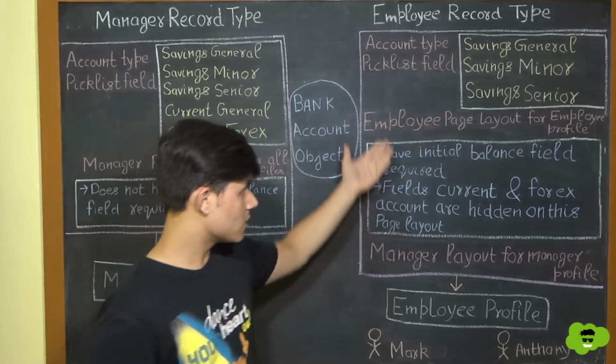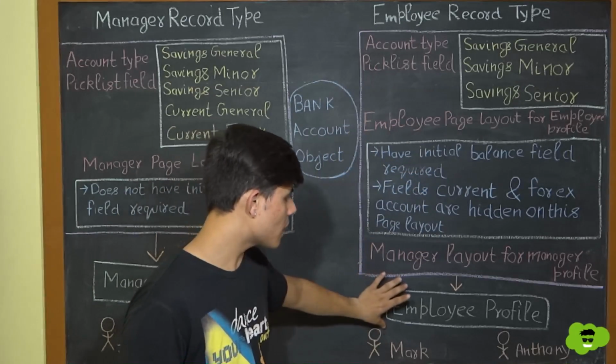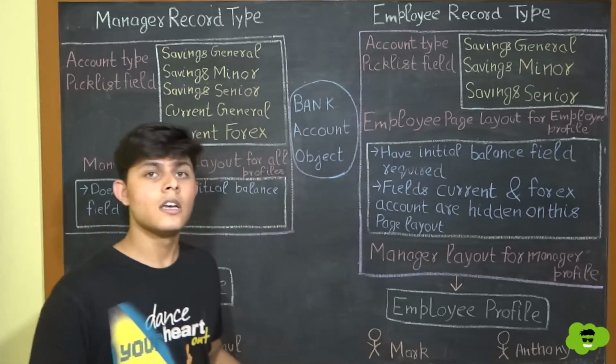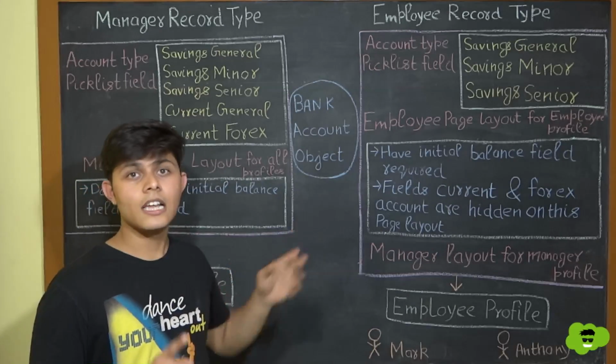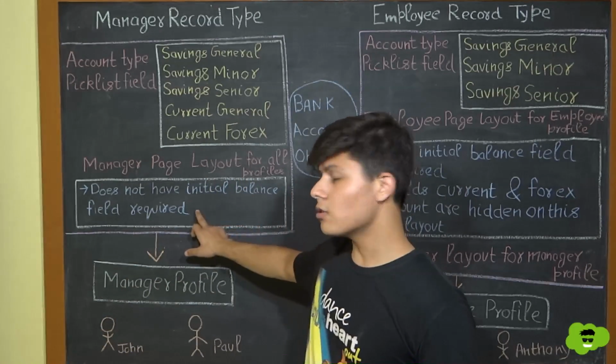And whereas in this record type, the employee record type, we have assigned this employee record type to the employee profile, in which we have 2 users, Mark and Anthony. Whenever Paul creates a record of the bank account object, he will not have the initial balance field required because it is not required on the page layout.